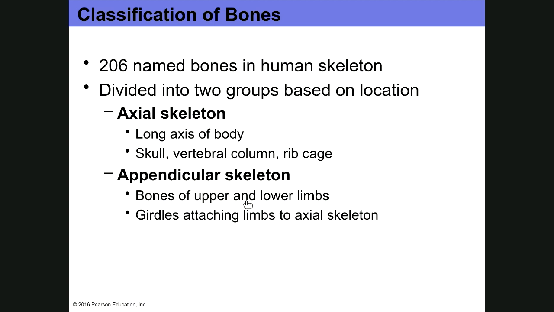Appendicular, we're dealing with the limbs, upper and lower limbs. And it says here the girdles attaching the limbs. So we're talking about the scapula, for example, and its attachment to the humerus, okay, scapula blade. And another girdle would be considered the pelvis, all right, and how the pelvic bones attach to the femur, for example.